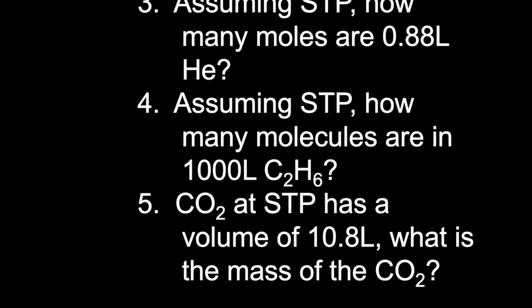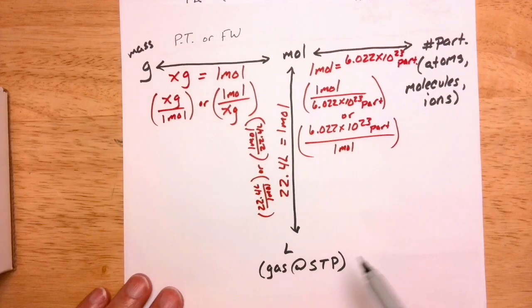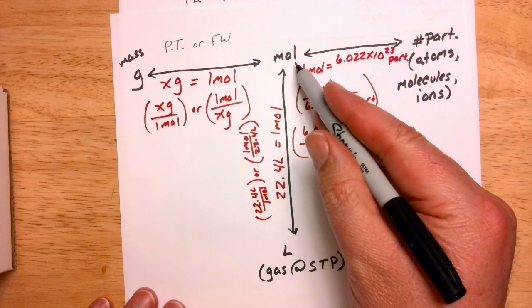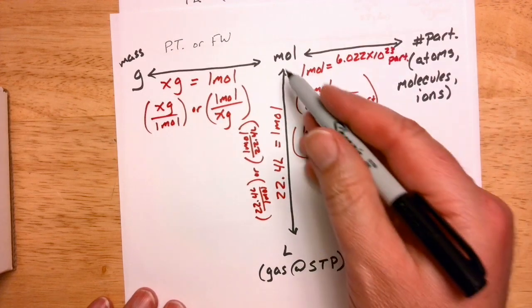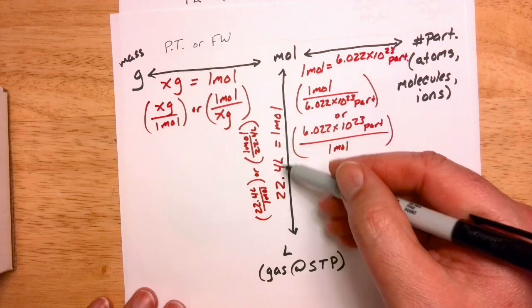Assuming STP, how many moles are 0.88 liters of helium? We have 0.88 liters of helium. We want to know how many moles are there. So we're going from liters to moles. Again, we're going to be using this conversion unit here.